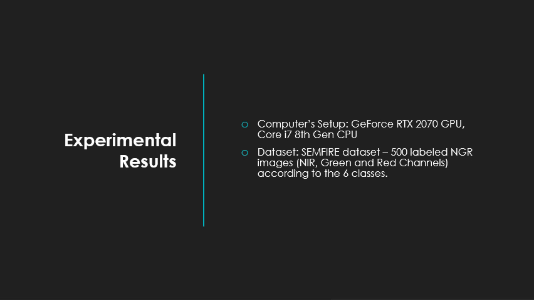Now, I will discuss all the results we found. For all the experiments we conducted, we used the GeForce RTX 2070 with a Core i7 8th generation CPU for performance comparison. The dataset used was collected by the SAMFIRE project, in which we labeled 500 NGR images according to the 6 classes discussed above: canopies, trunks, people, animals, background, and fuel. This dataset also has abundant samples for canopies and fuel, but fairly fewer samples for humans and animals especially.